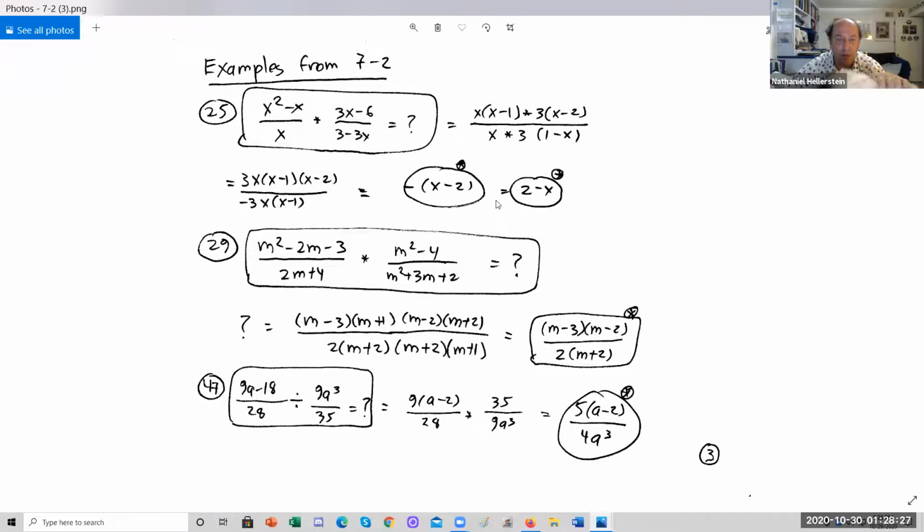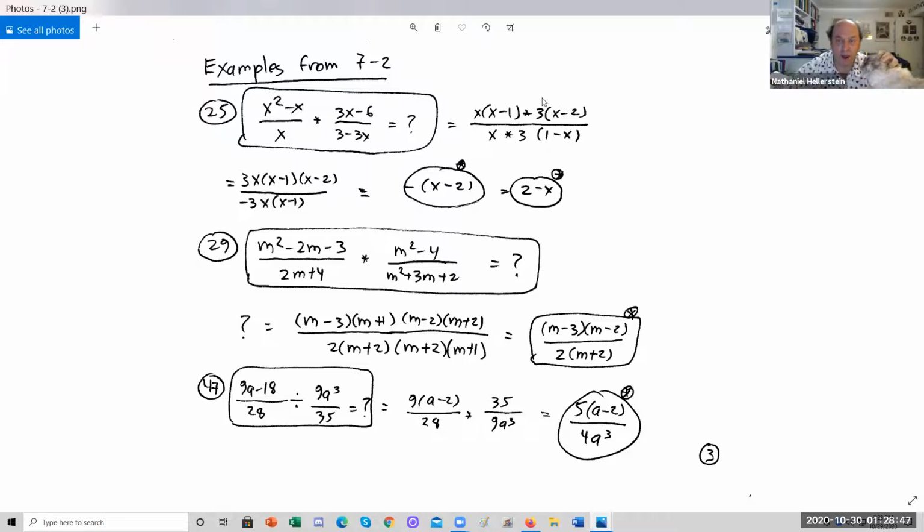Okay, more examples. (x squared minus x) over x times (3x minus 6) over (3 minus 3x). I think we're going to have to flip a sign here. This one here is x times (x plus 1). This one here is 3 times (x minus 2). This is x. This is 3 times (1 minus x).